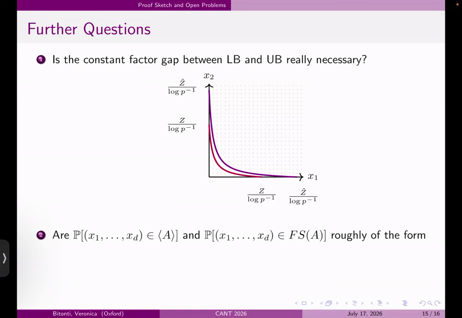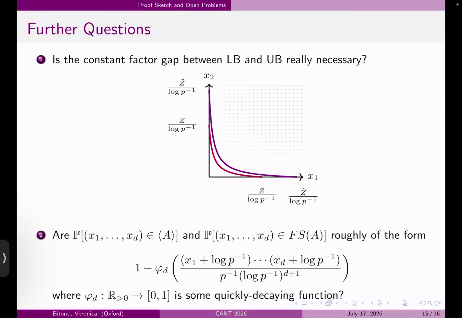And then the second question that we had is instead considering what is the exact form of the probability. This time we're looking at a fixed point in our region, and we're asking when such a point lies in our semigroup S, or correspondingly in the finite sum generated by A, what is the probability for such a point to lie in there? In particular, we conjecture, or at least we ask whether this should be of roughly this form, where the expression in the parentheses is what one should expect, and where with phi of d we mean some sort of quickly decaying function.